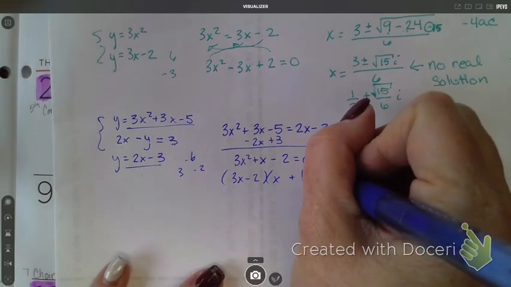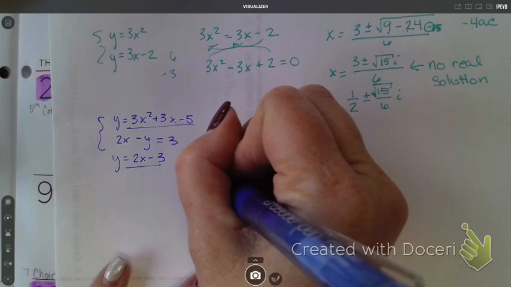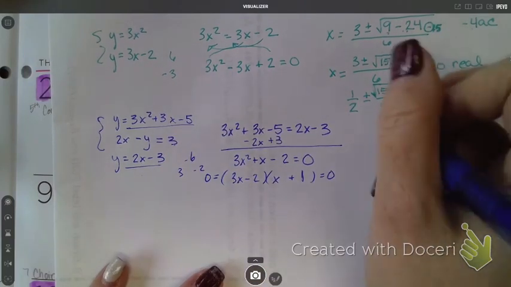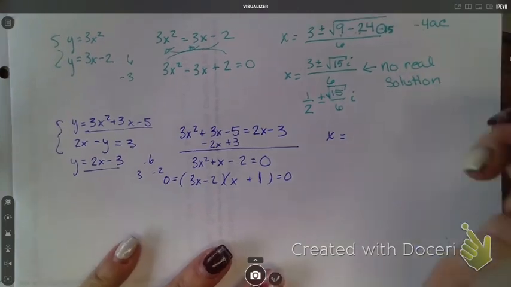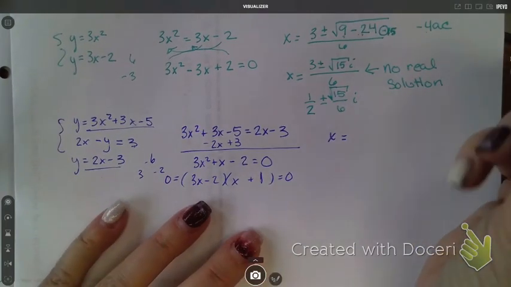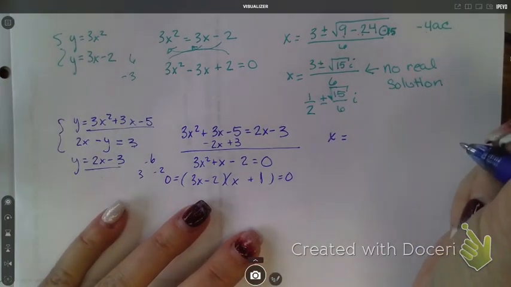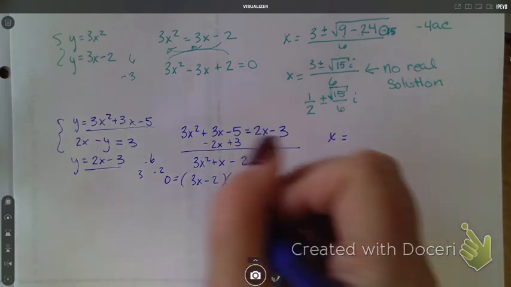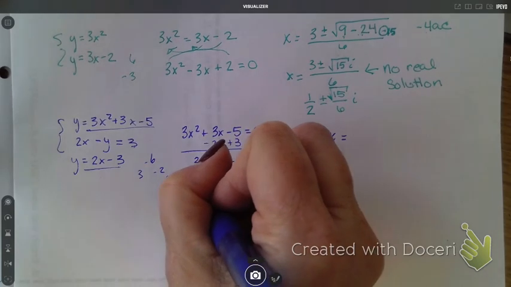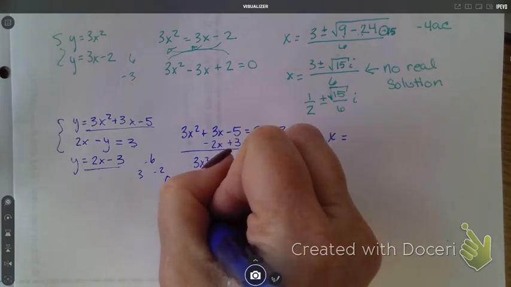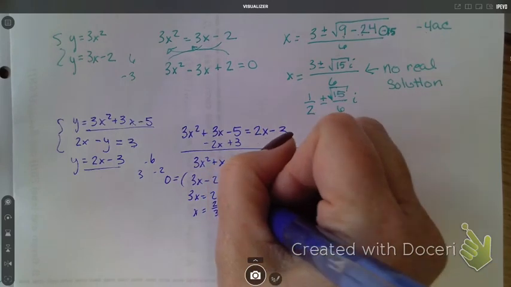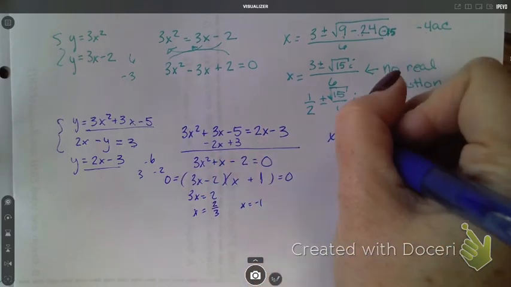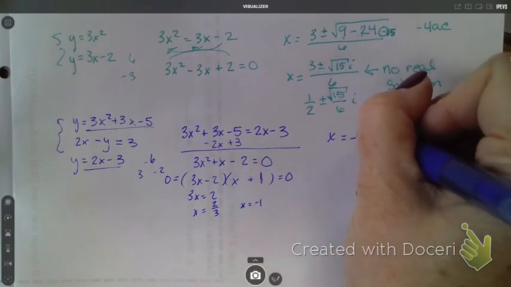That's it. Set them both equal to 0. So you get x equals what and what? 3x equals negative 2. No, 2 and negative 1. This would be 3x equals 2. So x equals 2/3 and negative 1. So negative 1 and 2/3.